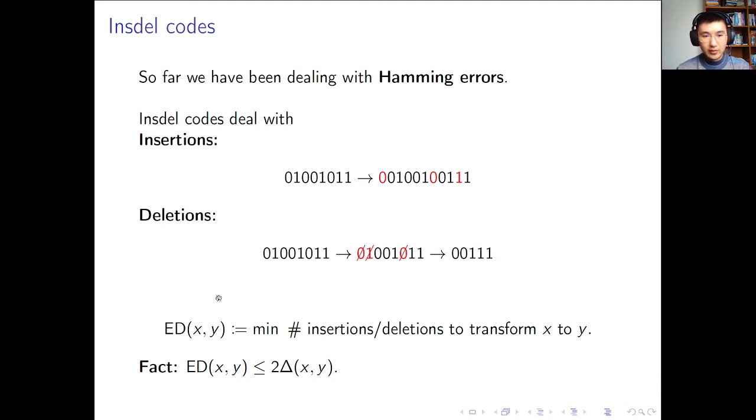For these errors, we're going to use a different distance metric, the edit distance. The edit distance between x and y is the minimal number of insertions and deletions to transform x to y. And it's not hard to see that the edit distance between x and y is at most twice the Hamming distance between x and y. But it's not the other way around, so we could have two strings with very small Hamming distance but with very large edit distance. So in this sense, InsDel errors are much more difficult to handle than bit flips.